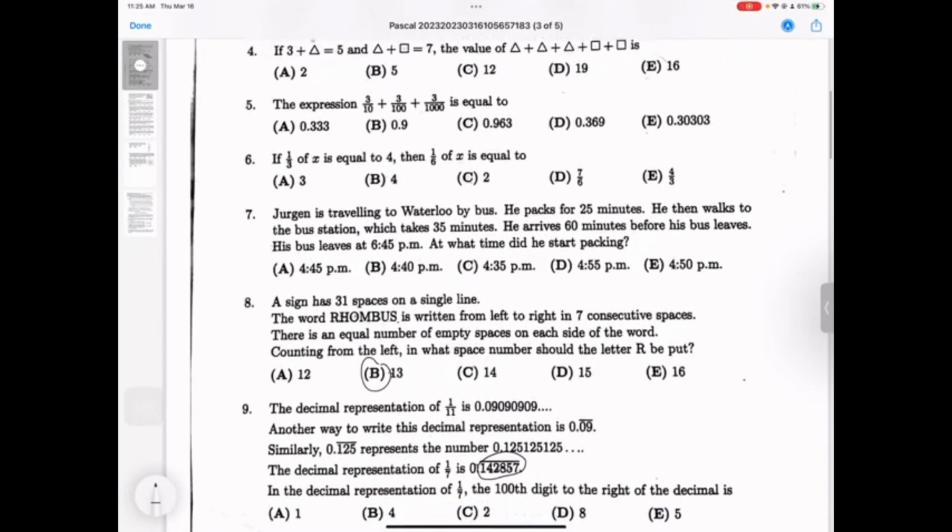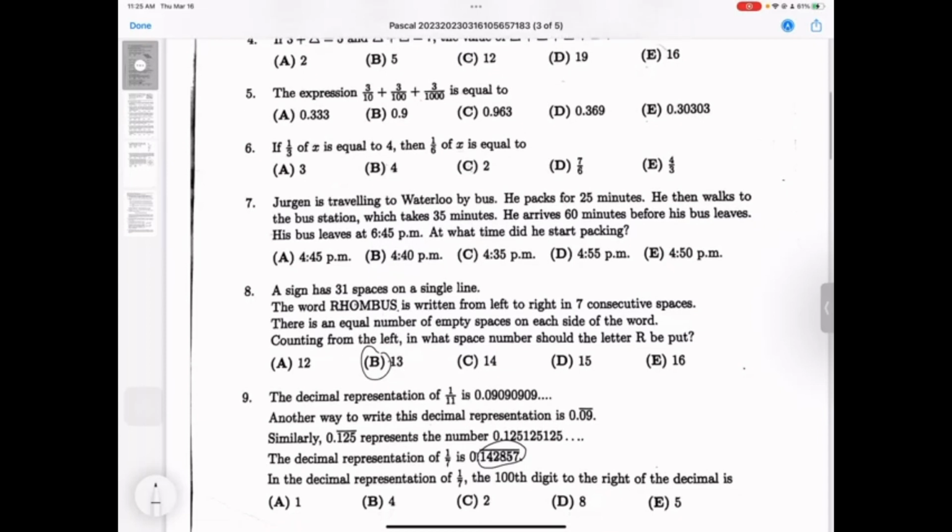Okay, so for question 8, because we already know that the word rhombus has 7 letters, we first need to find out the spaces left after we fill the word rhombus into the line. So we can just do 31 minus 7, and that is 24. The next step is to find out the number of spaces on each side of the word. So we divide this by 2, and that is 12.